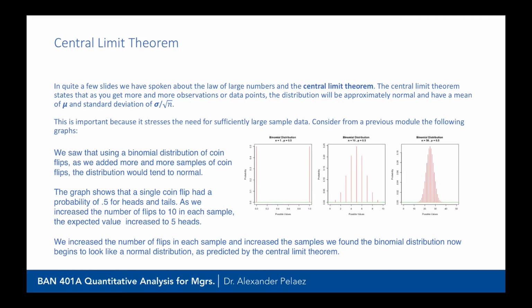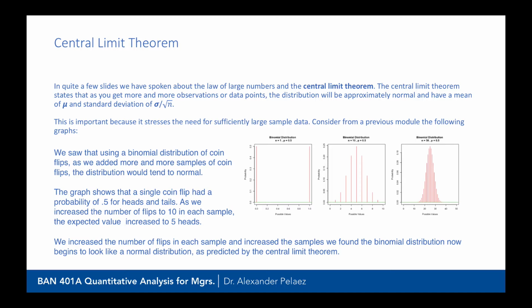In quite a few previous slides, we've spoken about the law of large numbers and something called the central limit theorem. The central limit theorem states that as you get more and more observations or data points, the distribution will be approximately normal, and it will have a mean of mu and a standard deviation of sigma divided by the square root of n. This is important because it stresses the need for sufficiently large sample data.